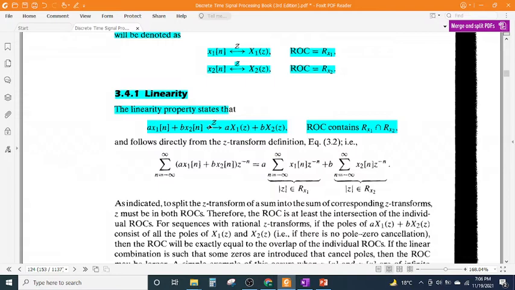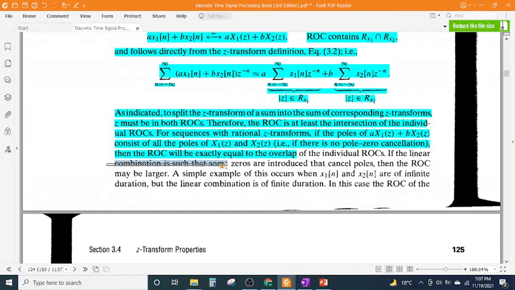For sequences with rational Z-transforms, if the poles of a X1(z) plus b X2(z) consist of all the poles of X1(z) and X2(z), i.e., if there is no pole-zero cancellation, then the ROC will be exactly equal to the overlap of the individual ROCs. If the linear combination is such that some zeros are introduced that cancel poles, then the ROC may be larger. A simple example of this occurs when x1[n] and x2[n] are of infinite duration, but the linear combination is of finite duration.